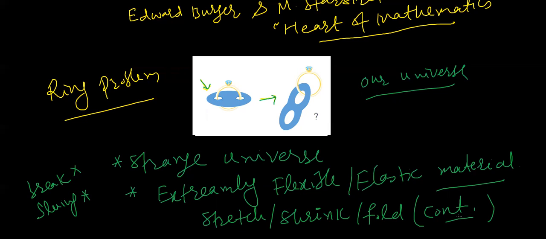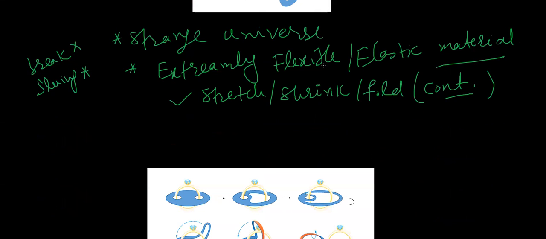Doing continuous transformations of stretching, shrinking, or folding, can you turn this picture, in which the ring is passing through two holes, into one where the ring is in one hole? If you haven't thought about this problem, you can pause the video and think for a moment about whether it is possible or not. So let's move to the solution.